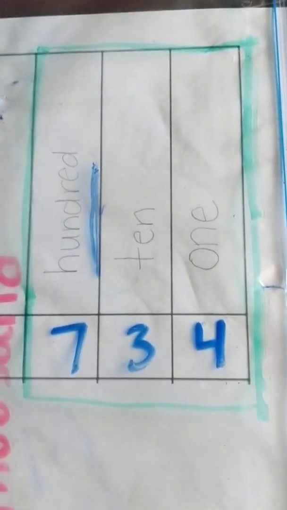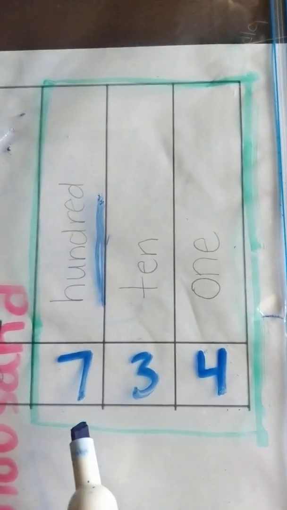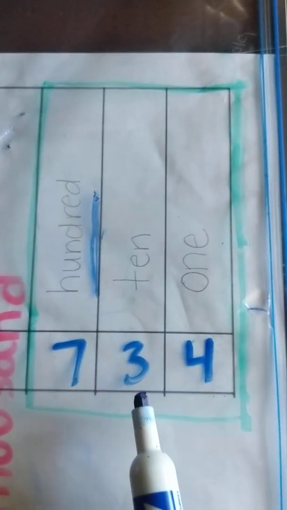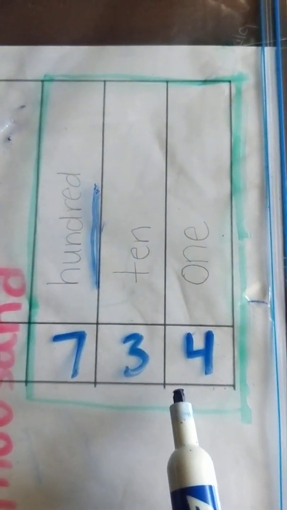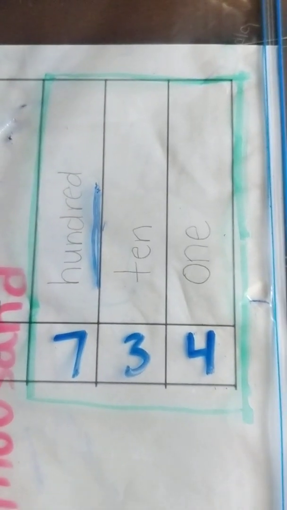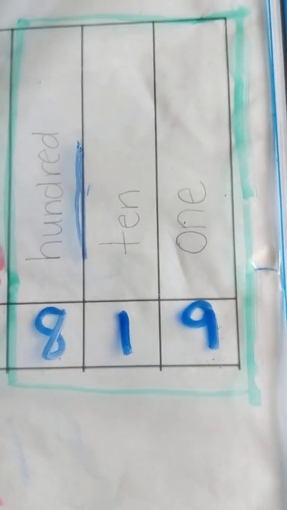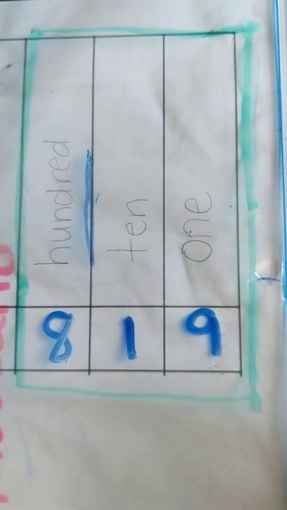So let me try a different number. All right, here's our next number. We have a digit in the 7. So we're going to say 734. Okay, let's try another one. Okay, here's our next example. We have 819.